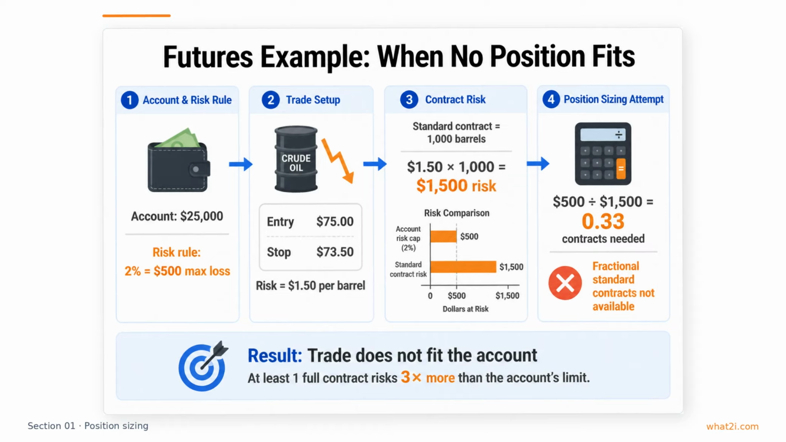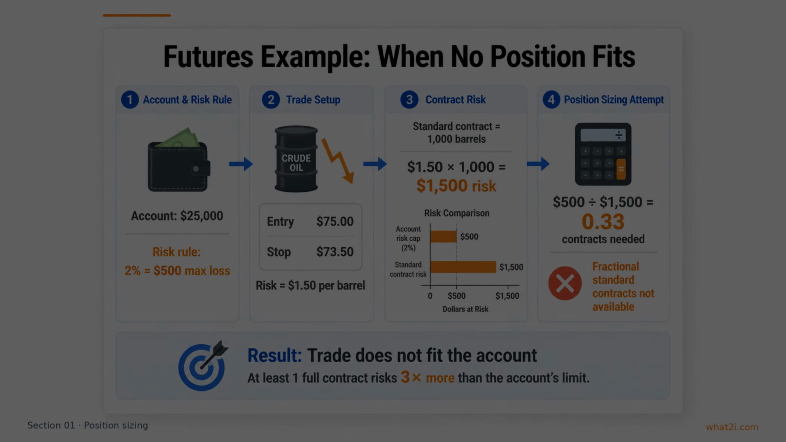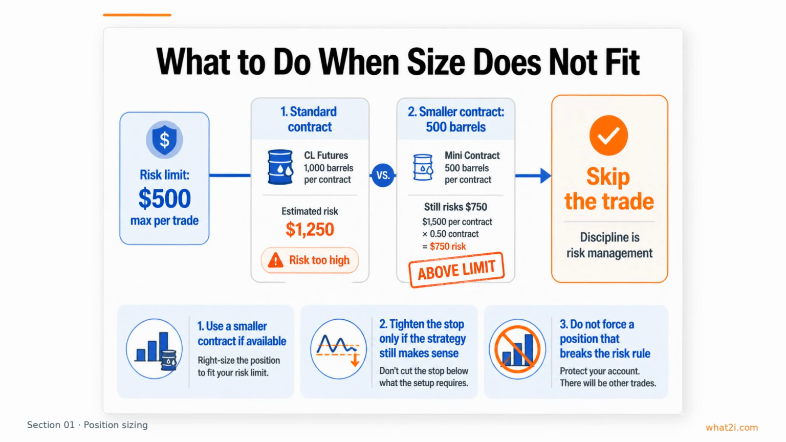Since standard contracts cannot be traded in that fraction, the trade does not fit the account. Good risk management sometimes means doing nothing. If the proper position size is smaller than the market allows, the cleanest answer may be to skip the trade. If a smaller contract or micro contract exists, that might solve the problem.